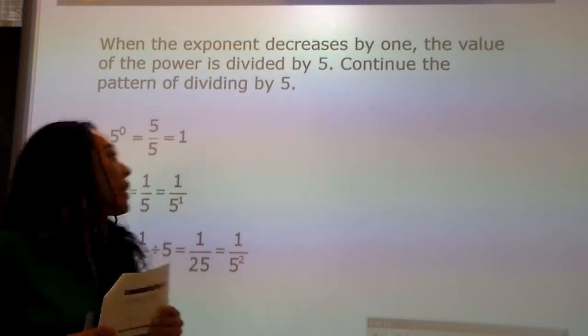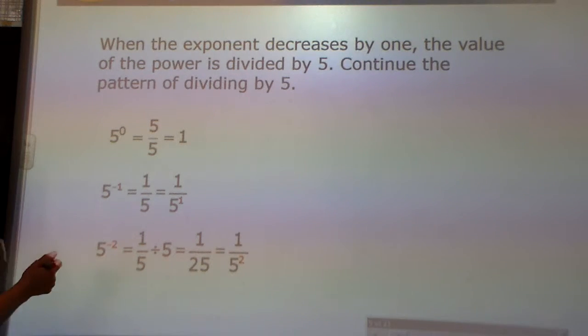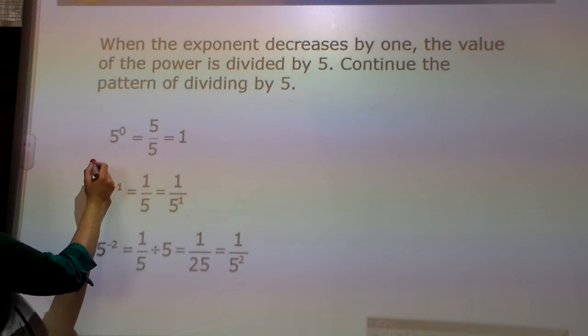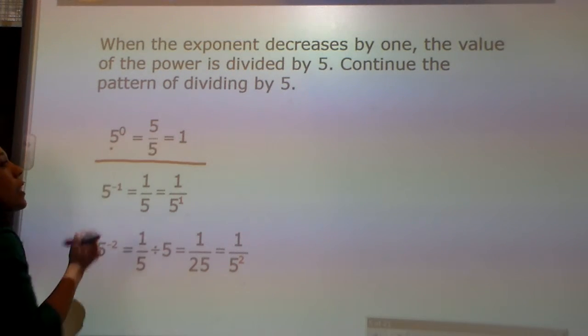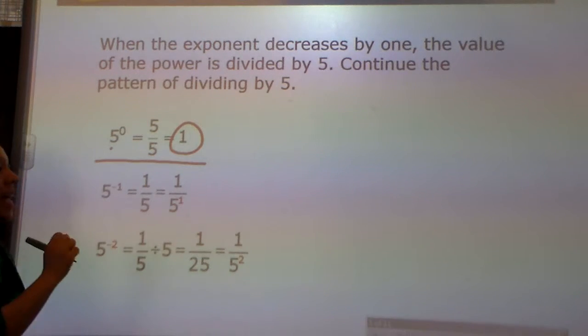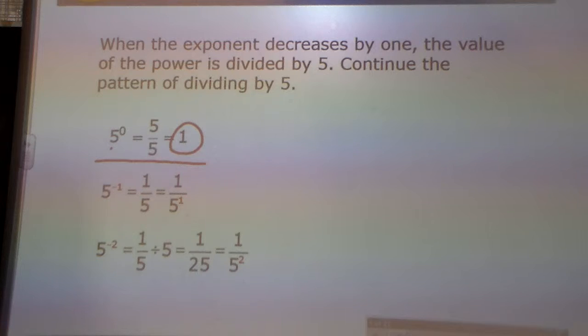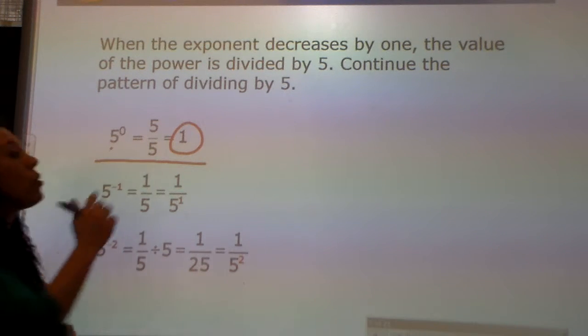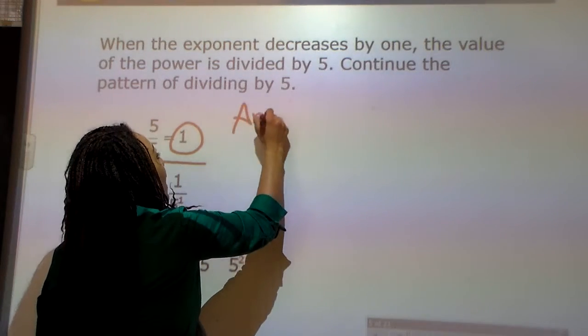So here's what it looks like as a rule. When the exponent increases by 1, the value is divided by 5. Continue the pattern. We saw here that when we had 5 to the 0 power, it was 5 divided by 5, or 1. Anything raised to the 0 power equals 1. That's something you need to know today.